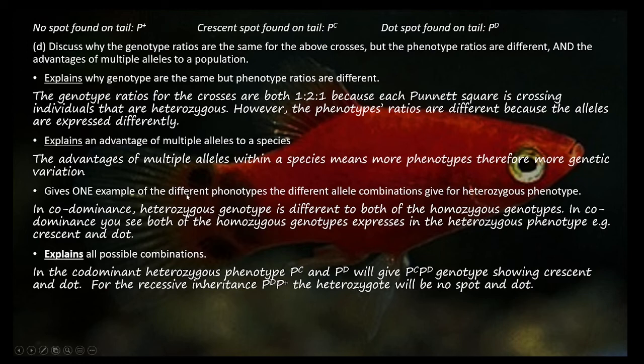So that's what we said here. In codominance, you see both the homozygous genotypes expressed in the heterozygous phenotype. So, in other words, both a crescent and a dot.